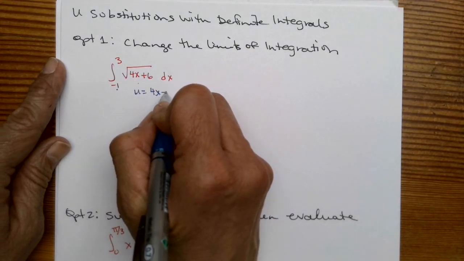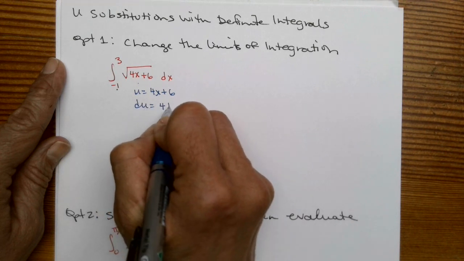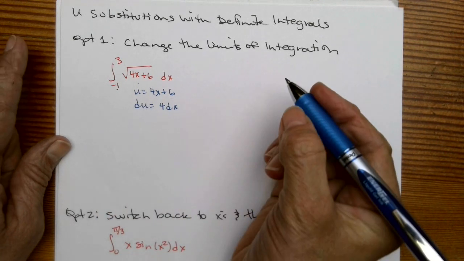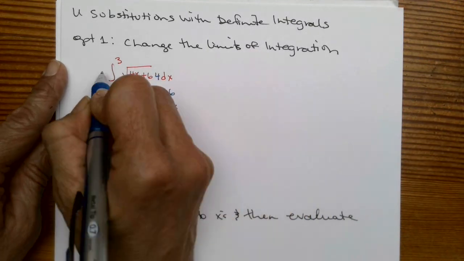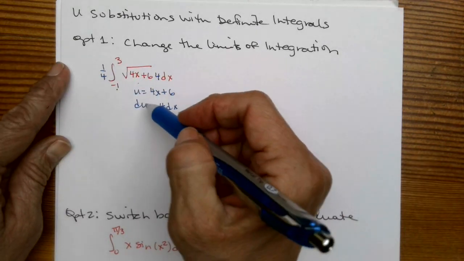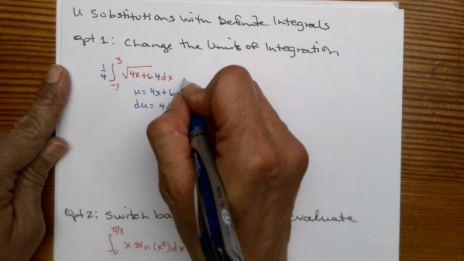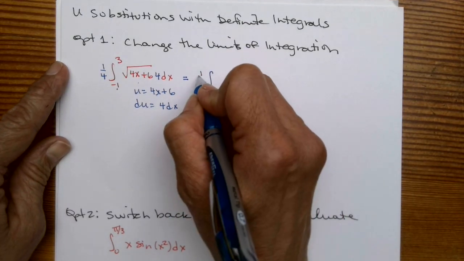So u equals the integrand, and du is 4dx. So we're just doing our regular u subs. I've got my dx, I need the 4, I need to balance. So far I haven't changed to u, so everything is still the same. But now we're going to go ahead and change everybody over to u's.